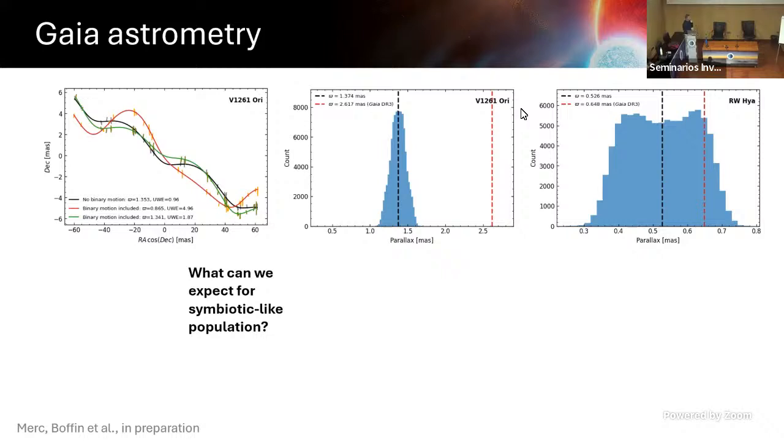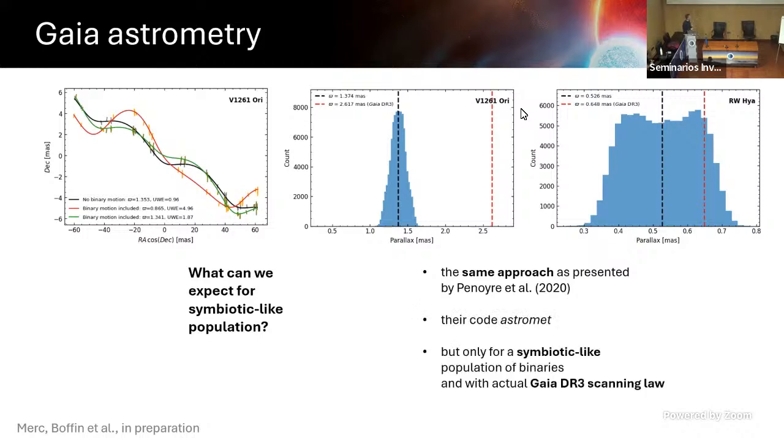So to have an idea what we can expect for a symbiotic-like population, what we did was to simulate the population of binaries to see how much binarity is influencing the astrometry. It's actually the same approach that was already done before, and we used the code of the others, but what we did is not a general population of binaries, but we simulated those with parameters like symbiotic stars. Because we have some mass ratio, we have some light ratio, so that would make the motion of the center of light somehow constrained for you. And also very important was that we adopted the actual Gaia DR3 scanning law. They just simulated DR2 with randomly sampled data.